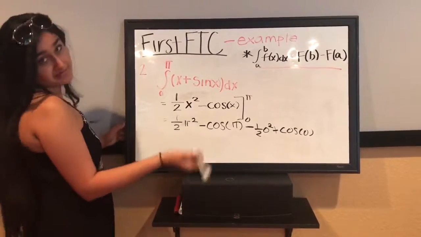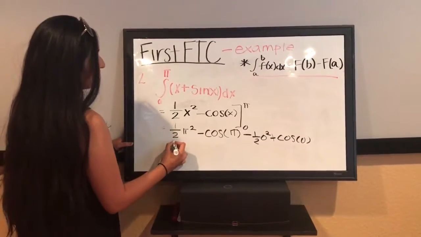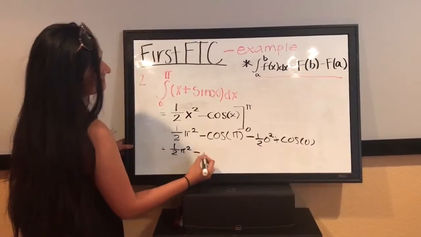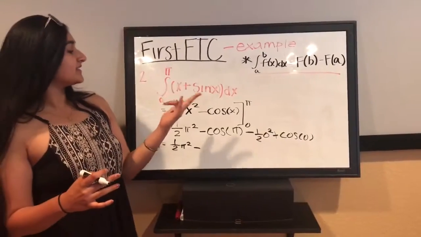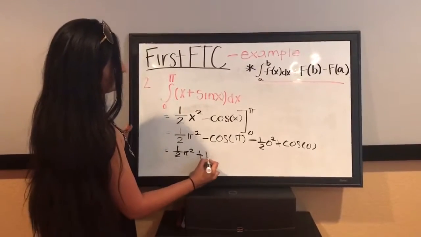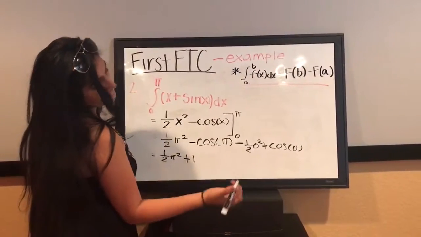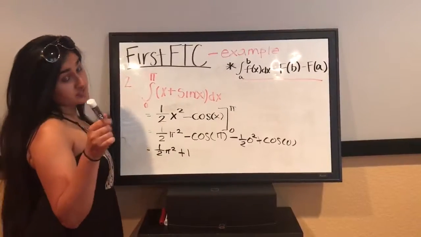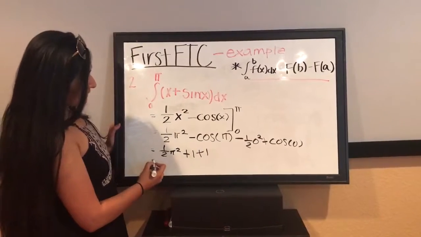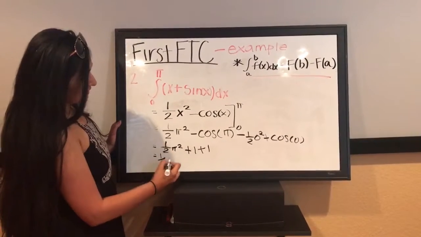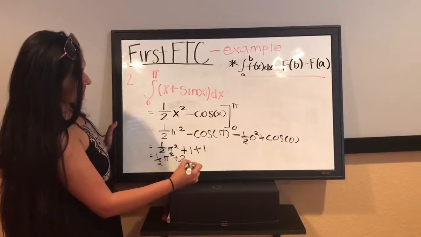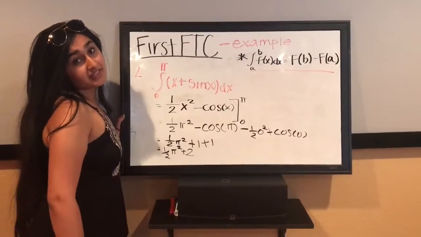Now, we simplify. So 1/2 pi squared, I'm going to leave it like that, minus cosine of pi, so that is -1, but we make it +1. And then we've got minus 0, so that's 0, plus cosine of 0, which is 1. So I add a 1. So my answer that I'm left with is 1 over 2 pi squared plus 2. And you can plug that in the calculator if you'd like.